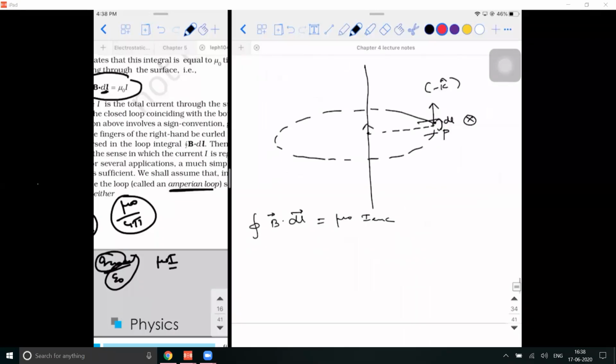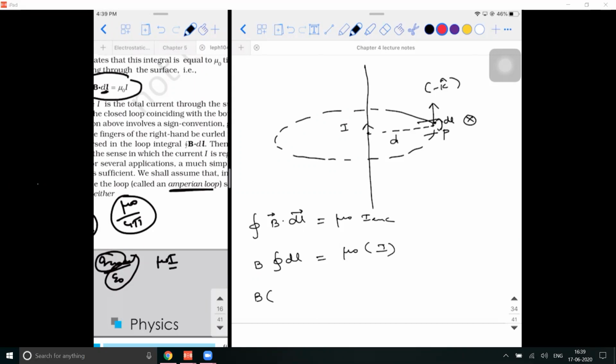enclosed. So B and dl will be in the same direction. So B dl cos 0, cos 0 is going to be 1. So I can write it as B into the line integral of dl is equal to mu naught into how many current carrying conductors does this Amperian loop enclose? There is only one current carrying conductor, so it encloses one value, right? So B into what is the value of the line integral of dl? If I integrate all the dl's on the Amperian loop, what is the value I'm going to get?